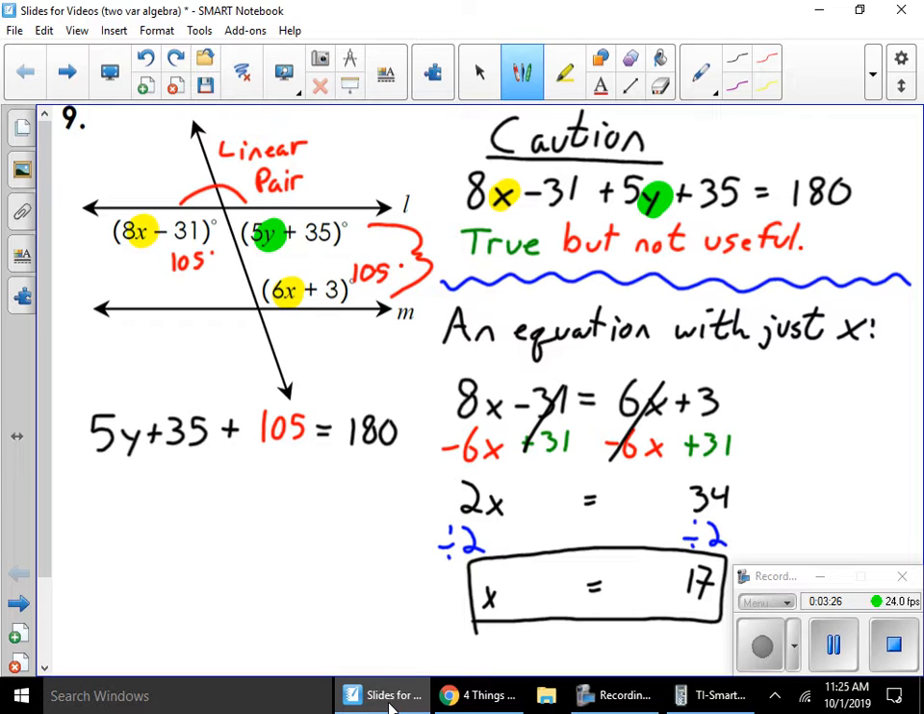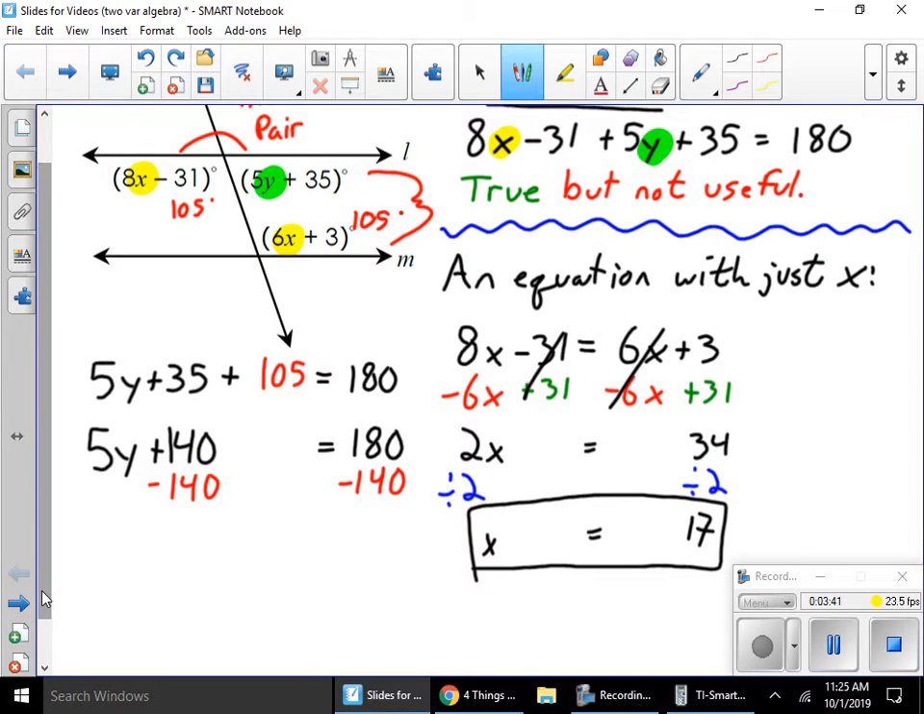To solve this, we can combine like terms. And then it's just a two-step equation. Subtract 140 from both sides. That'll leave you with 5y equals 40. And then dividing by 5 will get you that y is 8.